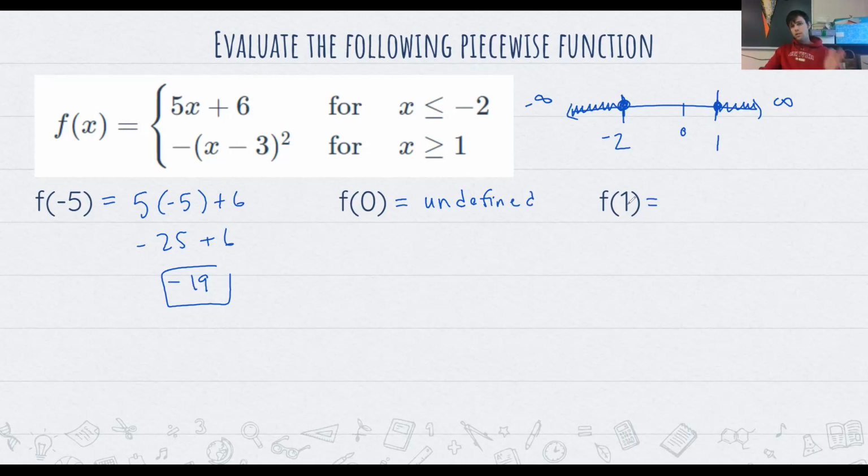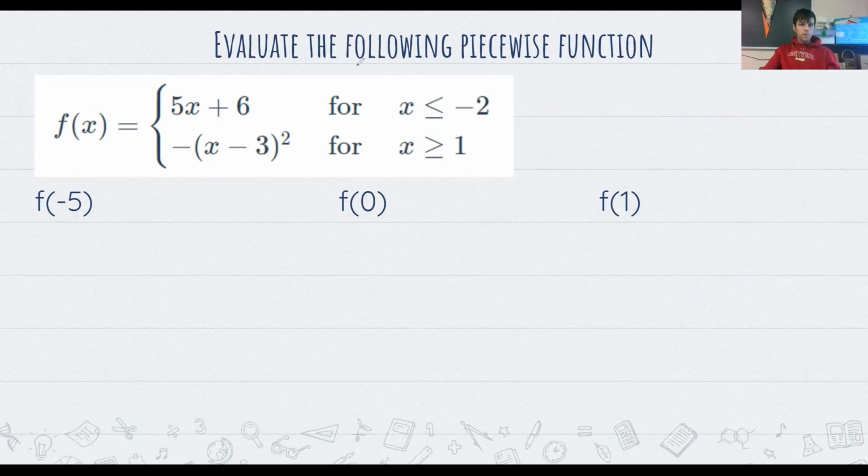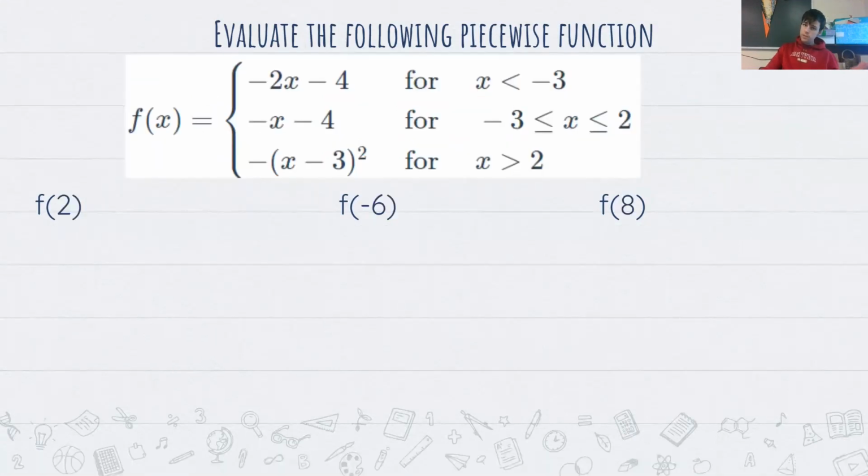And f of 1. So inputting the number 1 specifically, that falls in this piece. 1 is equal to 1, so we do that one. Put in 1 for x. 1 minus 3 is negative 2. Negative 2 squared is 4. Stick that negative on it, we get negative 4. There we go. We're going to do one more example of this. Feel free to pause the video and try this on your own.